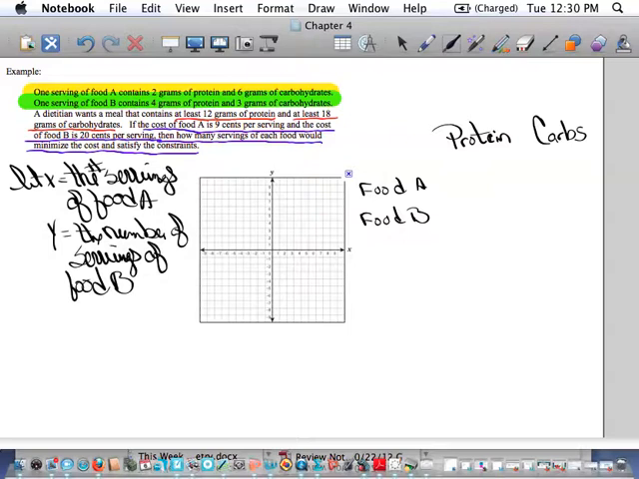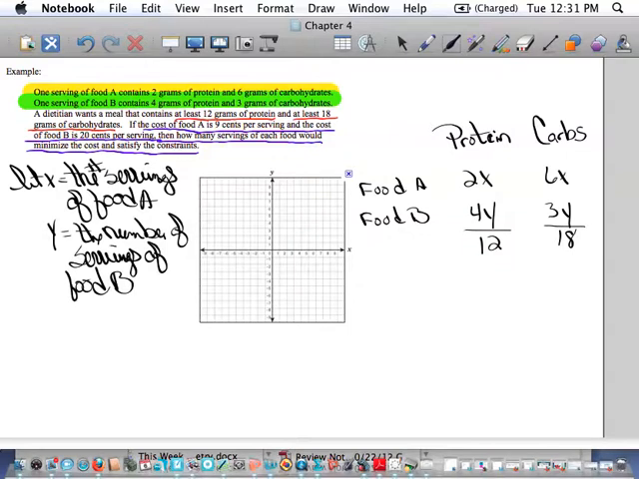So proteins in food A, we get 2 grams. So 2 grams times the number, that's going to be 2x. And then in food B, we get 4 grams of protein, so that's going to be 4y. Carbohydrates, I get 6 grams from food A, that's 6x. And I get 3 grams from food B, so that would be 3y. Now let's go down to what the dietitian says she wants, and that's at least 12 grams of protein and at least 18 grams of carbohydrates.